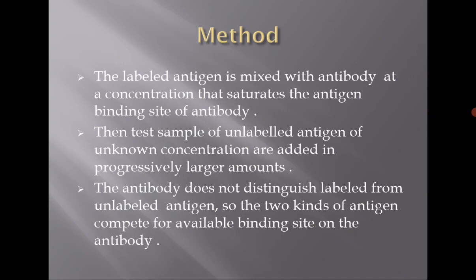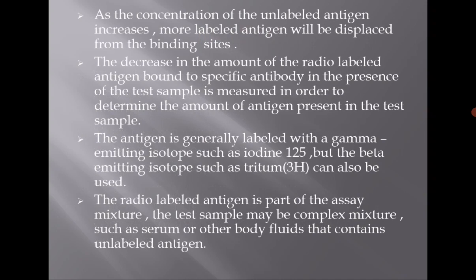The labeled antigen is mixed with antibody at a concentration that saturates the antigen binding site of the antibody. Then test samples of unlabeled antigen of unknown concentration are added in progressively larger amounts. The antibody does not distinguish labeled from unlabeled antigen, so the two kinds of antigen compete for available binding sites on the antibody. As the concentration of the unlabeled antigen increases, more labeled antigen will be displaced from the binding site.